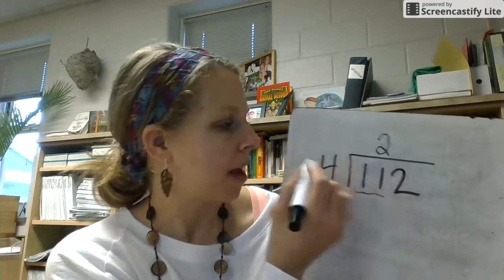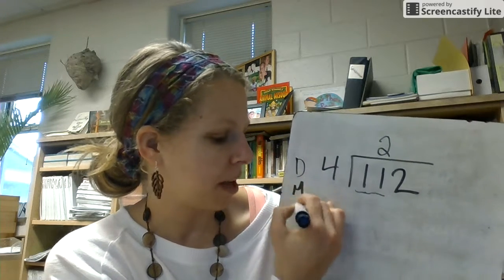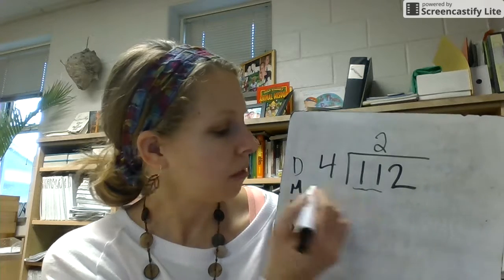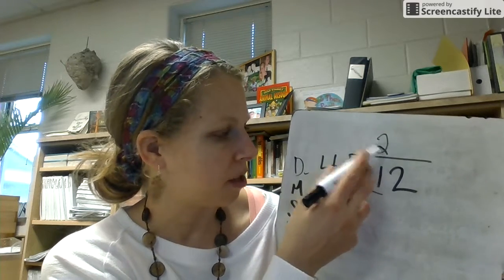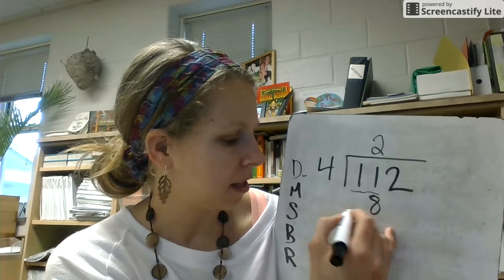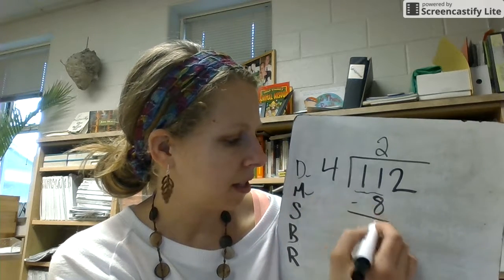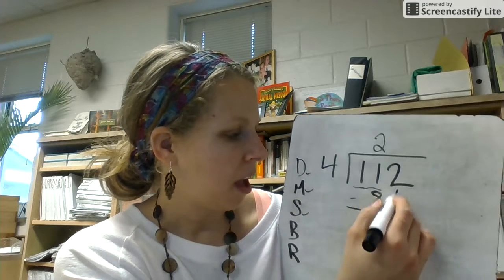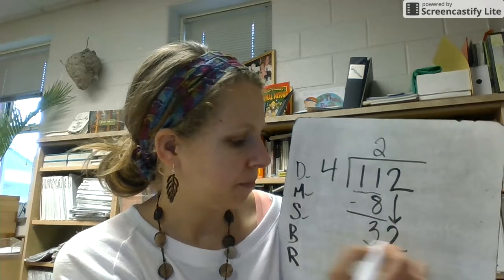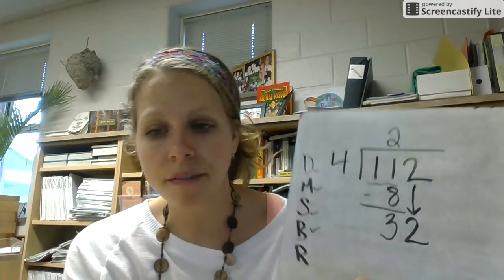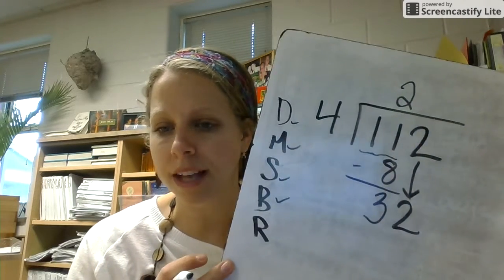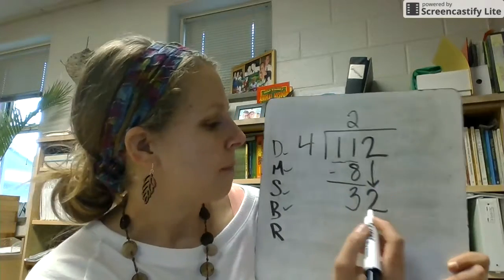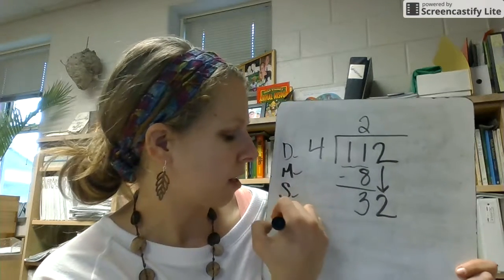So I'm going to multiply back in. Remember, we divide, multiply, subtract, bring down, repeat, or remainder. So I did that. I'm going to multiply back in. 2 times 4 is 8. Now I'm going to subtract. 11 minus 8 is 3. I bring down my 2. Now, I am not finished there. Even though I'm at a remainder, that's not a good remainder because I know 4 can go into 32 a couple of times. So I'm going to divide again. So that means I'm going to repeat.